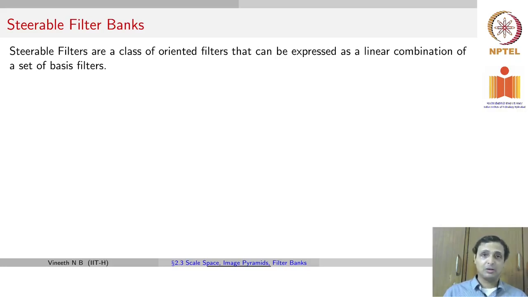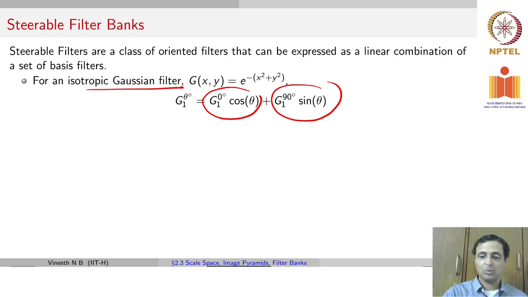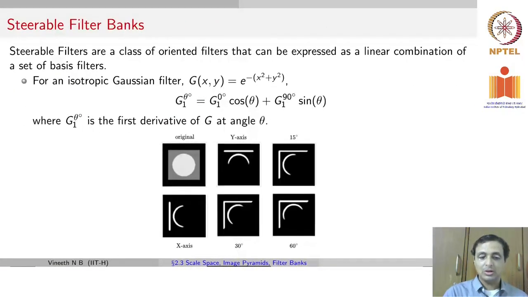There has also been another popular set of filter banks called steerable filter banks. Steerable filters are a class of oriented filters that can be expressed as a linear combination of a set of basis filters. For example, if you have an isotropic Gaussian filter, e to the minus (x squared plus y squared), you can define a steerable filter as G1 of 0 degrees cos theta plus G1 of 90 degrees sin theta, where G1 theta is the first derivative of G at a certain angle theta.